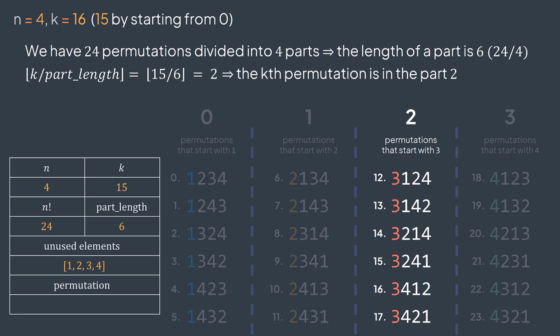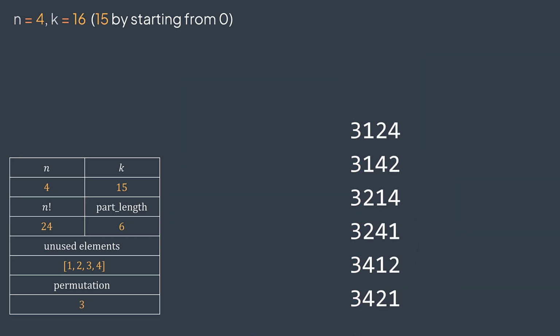We know that part 2 contains permutations that start with 3, so we already know that our kth permutation will start with a 3, and it will be one of these permutations. Let's continue. What's going to happen now is that the search space will be reduced. Now we know that our kth permutation will be in these 6 permutations.